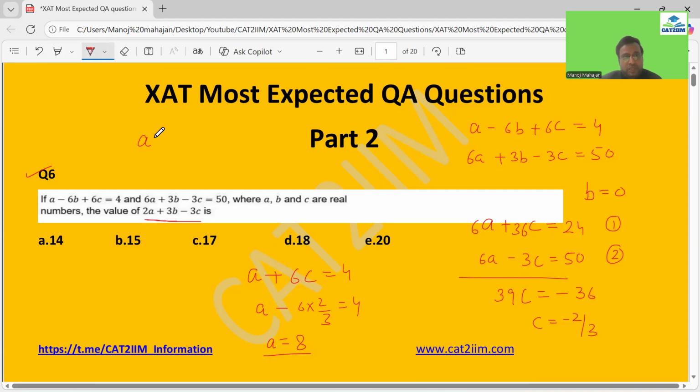One of the solutions I picked up. b we have assumed as 0, and c was coming out to be minus 2 by 3. So let's calculate this value. So what do I get? Let's say 2a, so 2 into 8. This is what I'm calculating. And what is this part? This is 3 into 0, minus 3 into minus 2 by 3. Remember that, right? So what do I get? This 16. This is what? 0. And this is what? 2. So ultimately I got 18.